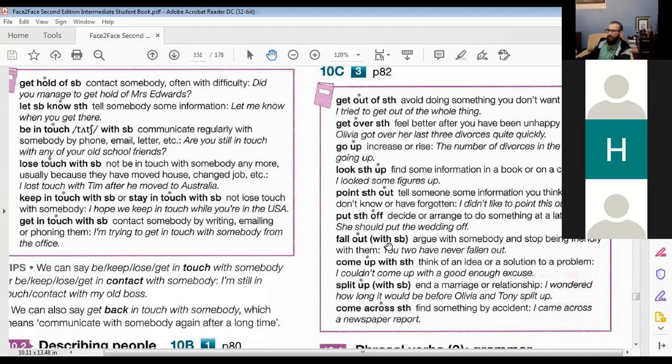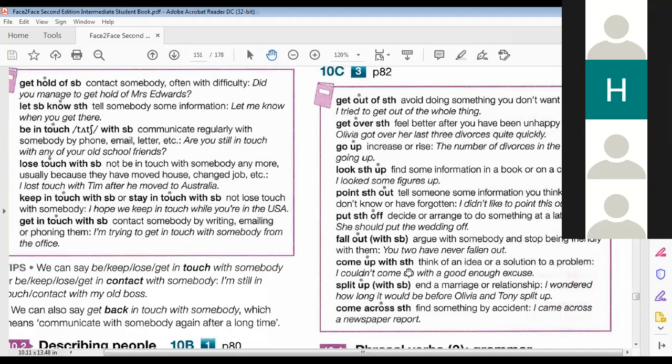Fall out with someone means you argue, and it's like losing your friendship. You two have fallen out. So, for example, if I say I fell out with Ahmed, it means I used to be friends with Ahmed, but I'm not friends with him anymore. So this is the meaning of fall out. It means you lose your good relationship.